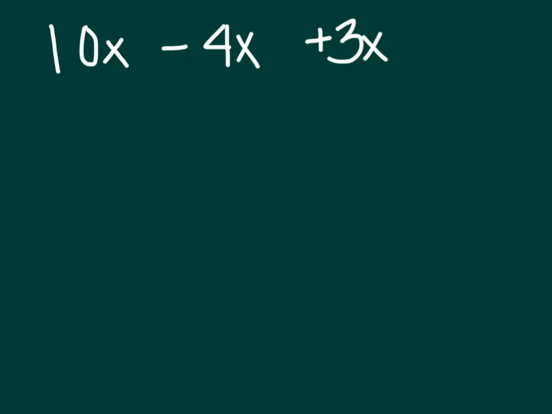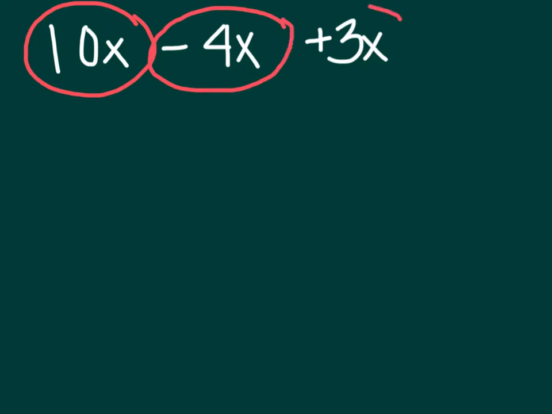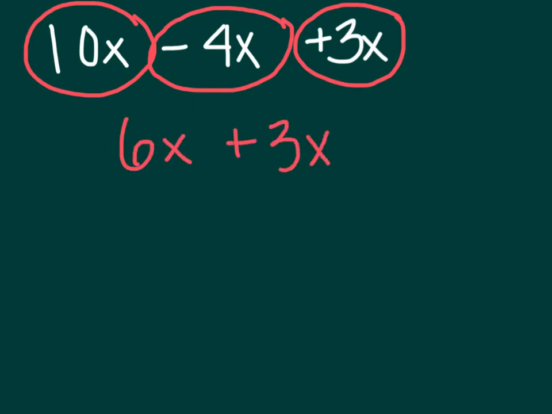I'm going to identify all of my like terms, so I'll start with my first term, 10x, and put a circle around it. Any term that I see that matches this, I will also put a circle around. Negative 4x has the same variable and the same exponent, so does 3x. Now, I have to consider 10x's minus 4x's, which would give me 6x, plus 3x. If I look at 6 plus 3, I know that I'll have 9 total x's. So my final answer would just be 9x.